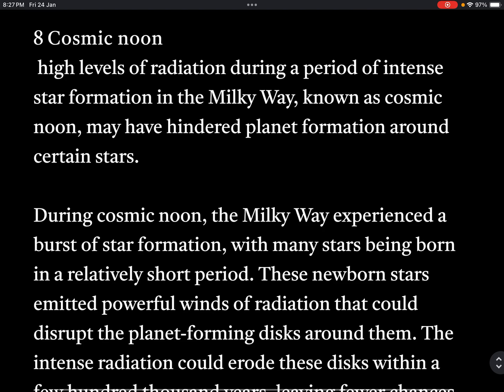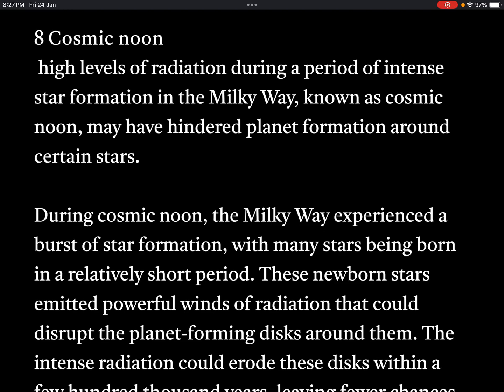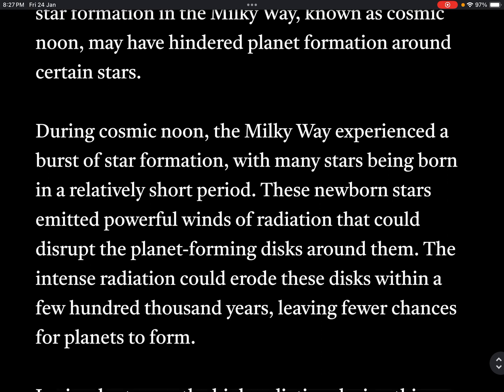Now the next term is cosmic noon. Cosmic noon is a period of high levels of radiation during intense star formation in the Milky Way. So in the Milky Way galaxy, there was a time period where intense formation of stars took place, known as cosmic noon, which may have hindered planet formation. During cosmic noon, the Milky Way experienced a burst of star formation, with many stars being born in a relatively short period.